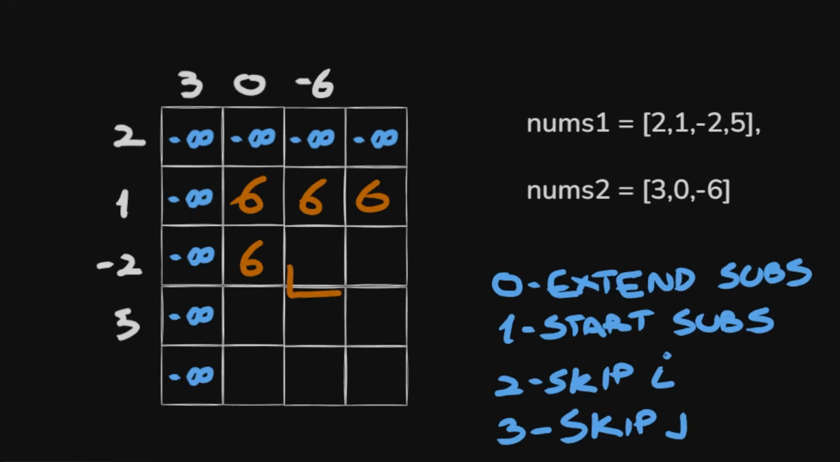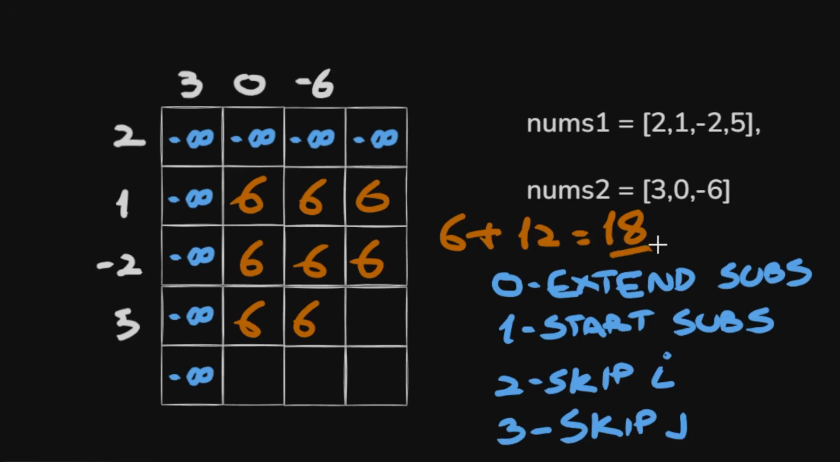The result for these two cells is also 6, so now we are here. The result in these two cells is 6, so now we are here. If we extend the current subsequence, we take the accumulated result, 6, plus the dot product of the current two elements. Minus 2 times minus 6 is 12. And 12 plus 6 is 18. So the result for this scenario is 18.